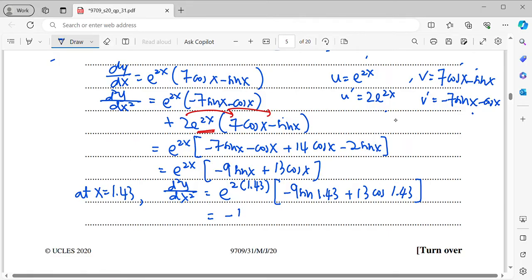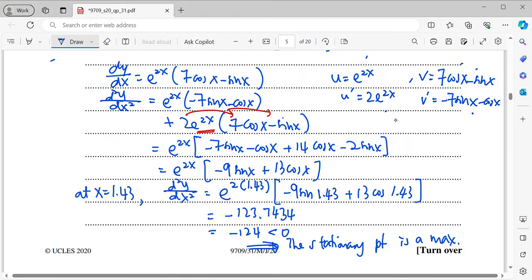So it will be negative 123.7434, and now we always round to 3 significant figures, that is negative 124, which is less than 0. So when the second derivative is less than 0, it means the stationary point is a maximum. Okay, it's a maximum point. So that is the solution of this part.